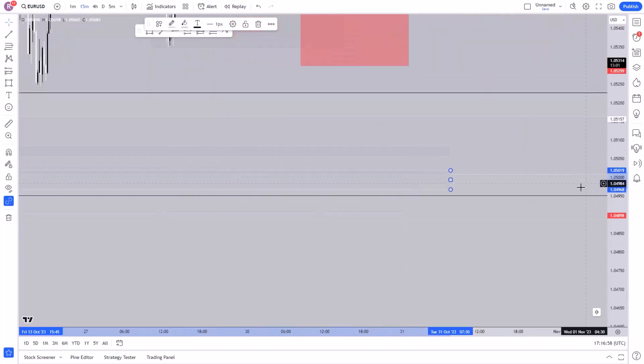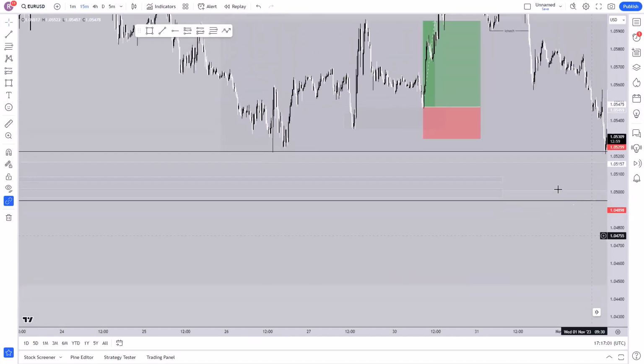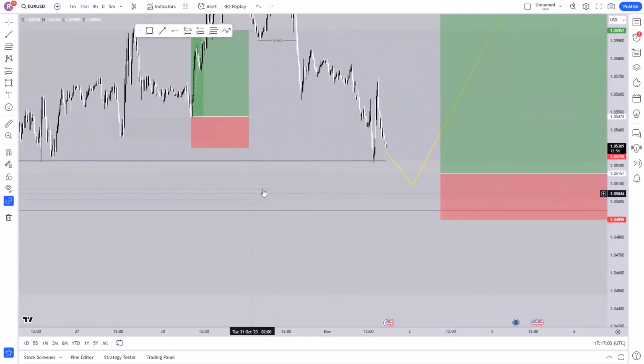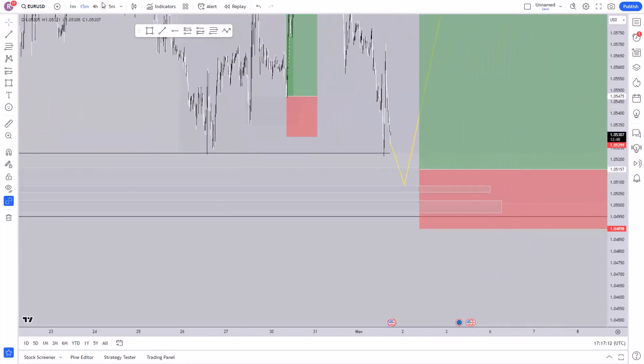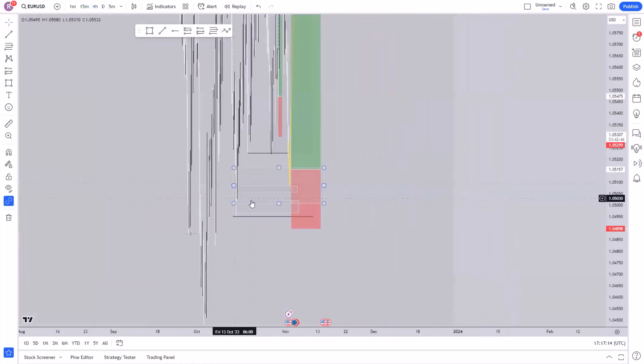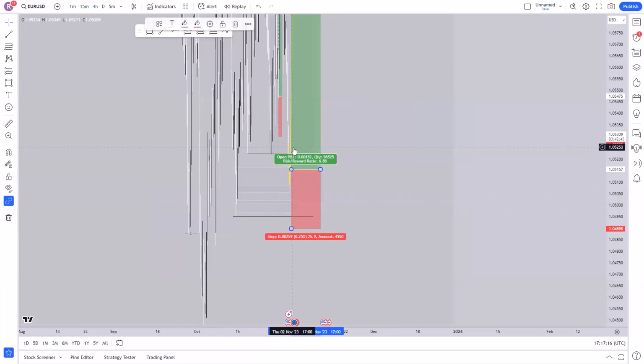Okay. So this is where the 50-minute comes in so handy because look, instead of getting in here, let's just go to the 4 hour again. So now we know that this is our refined 15-minute zones.